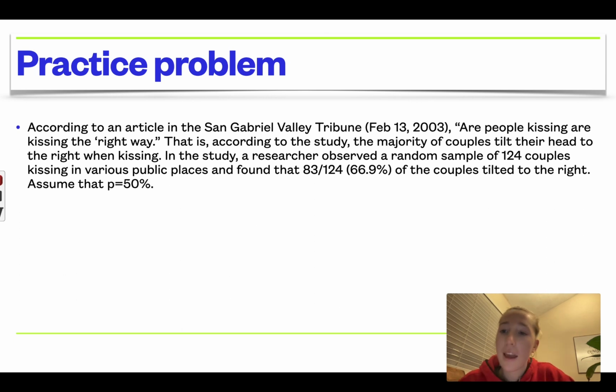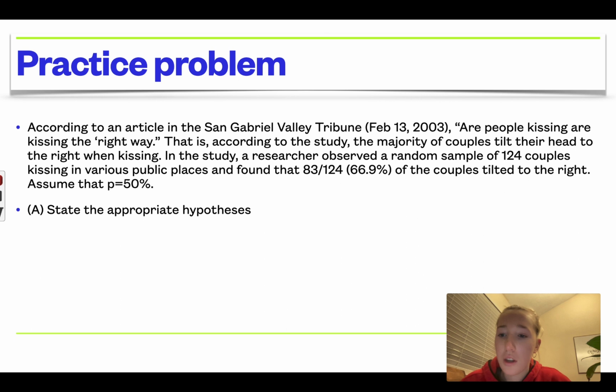So the problem says, according to an article in the San Gabriel Valley Tribune, are people kissing the right way? That is, according to the study, the majority of couples tilt their head to the right when kissing. In the study, a researcher observed a random sample of 124 couples kissing in various public places and found that 83 out of the 124, or specifically 66.9% of the couples, tilted to the right. Assume that the population percentage is 50%.